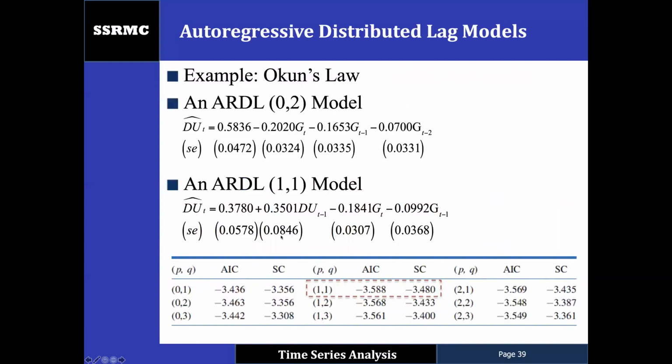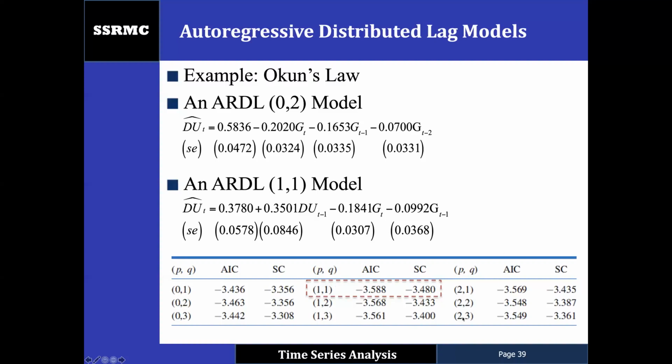We also have another example. That's Okun's law. And we start off with an ARDL(0,2) model. So this is the case where we have lagged terms of the independent variable only. We also have this ARDL(1,1) model, so you have the lag terms of both the dependent variable and independent variable. We check the lag term up to 2 for P and up to 3 for Q.